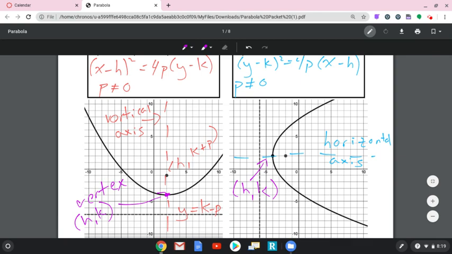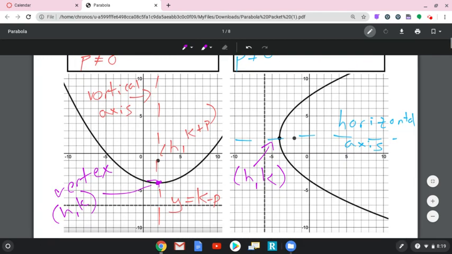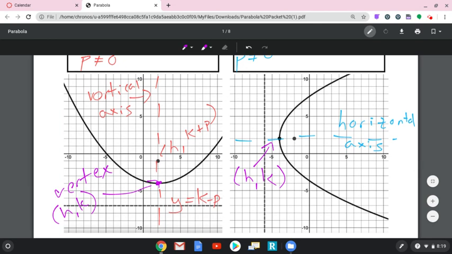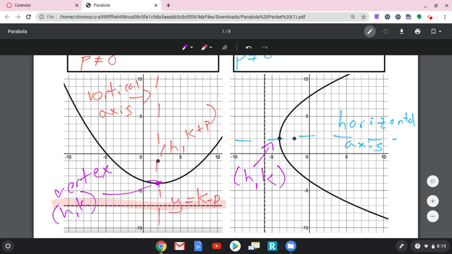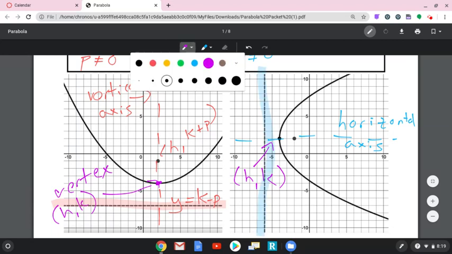Now, it'll differ if you have a side-to-side parabola. If I have a side-to-side parabola, this will all differ. If I go up and down, my directrix is a horizontal line, so I have y equals. In the second one, when I'm looking at my side to side, my directrix is a vertical line. So my equation will be different. My directrix equation then would be x equals h minus k.